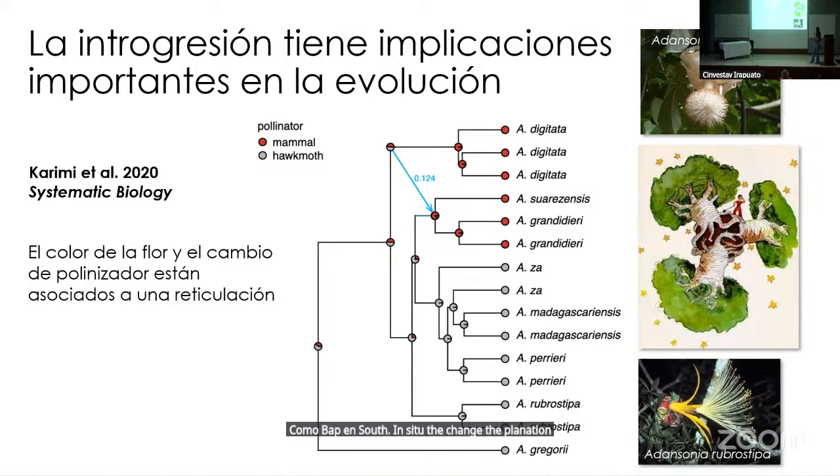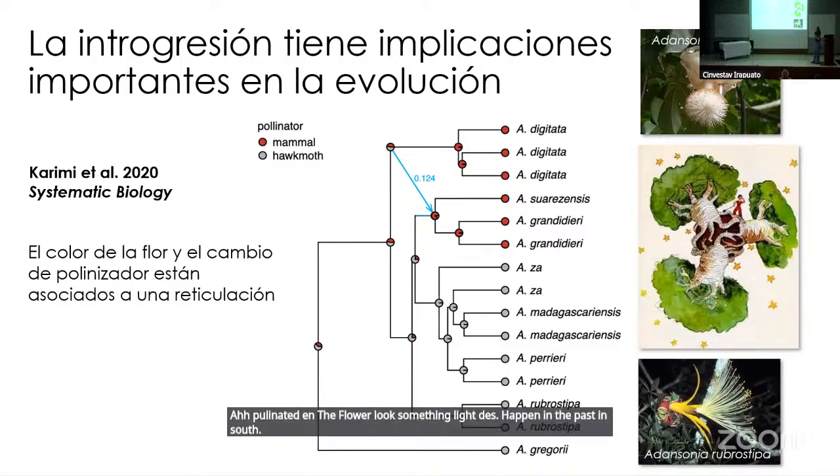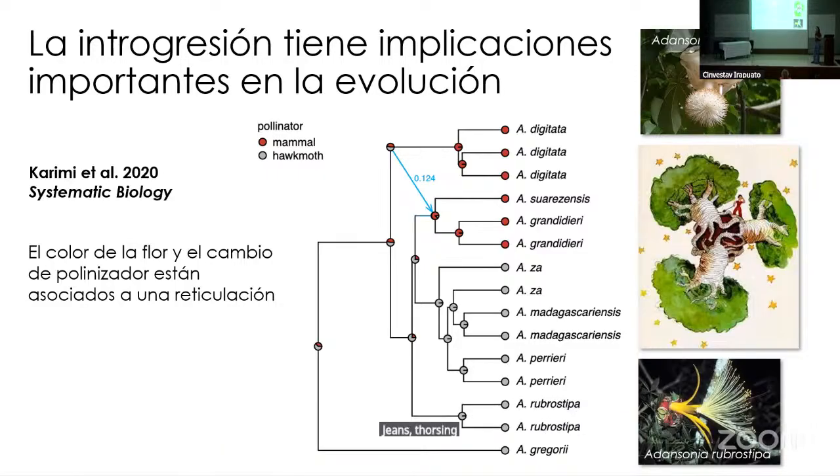As you can see here, these species are hawk moth pollinated, and the flower looks something like this, but something happened in the past. The genes expressing the floral phenotype, for example color and the arrangement or architecture of the stamens, changed. And so this lineage here turned into a mammal pollinator type, and mammal is bat pollination. The color of the flower changed, and because of this, the type of pollinator changed. The implication is really interesting because it changed a biotic interaction, okay?